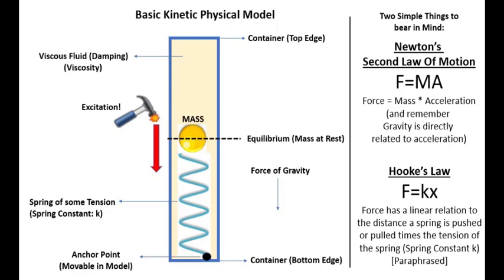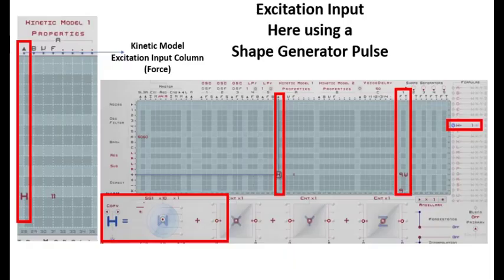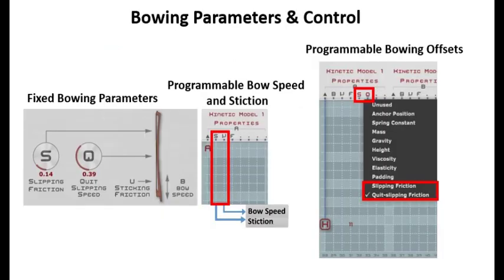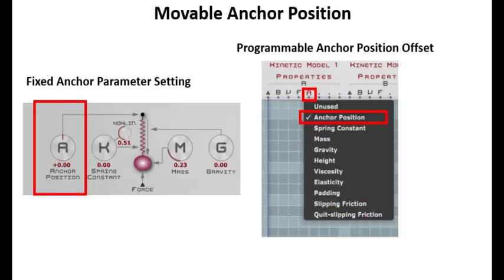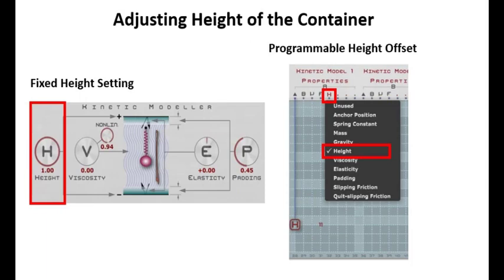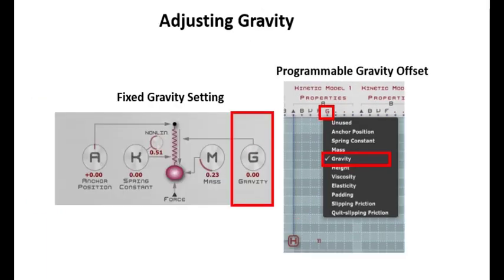The kinetic model is a state space model of a mass attached to a spring which is anchored within a one-dimensional container of viscous fluid. The output of the model is the position of the mass. The mass may be set into motion by the excitation input, which exerts a positive or negative force on the mass. The mass may also be set into motion by bowing, or by moving the anchor point of the spring attached to the mass, or by changing the height of the container so that its edge hits the mass, or by changing gravity, or other ways.